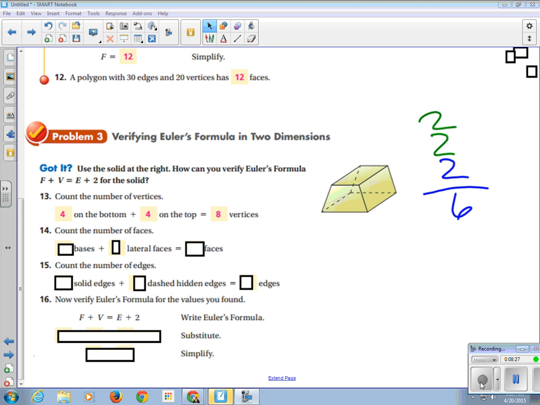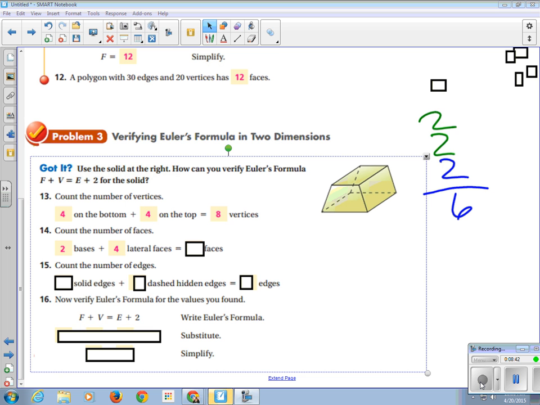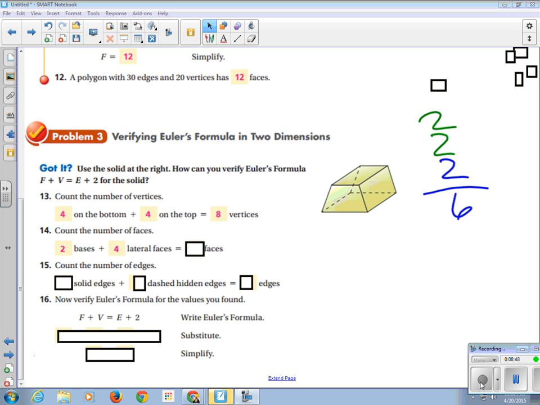I will do it this way because we will need to know about lateral faces. There are 2 bases, the top and the bottom. There are 4 lateral faces, which means left, right, front, and back.